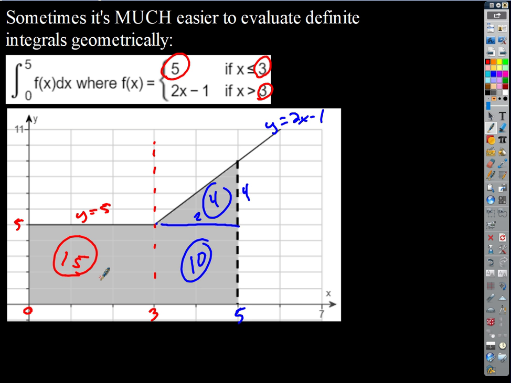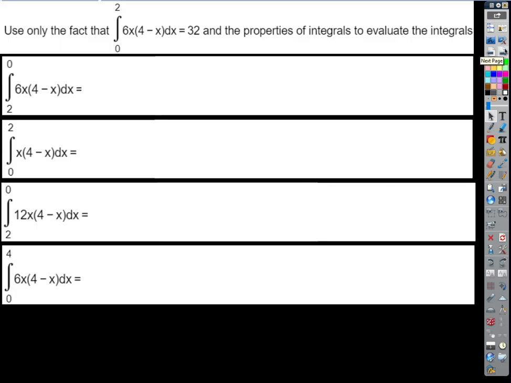That's pretty easy, right? We'll just add up the area that way rather than having to set this up with some complicated integral, right? Okay. So when you can, take advantage of that.